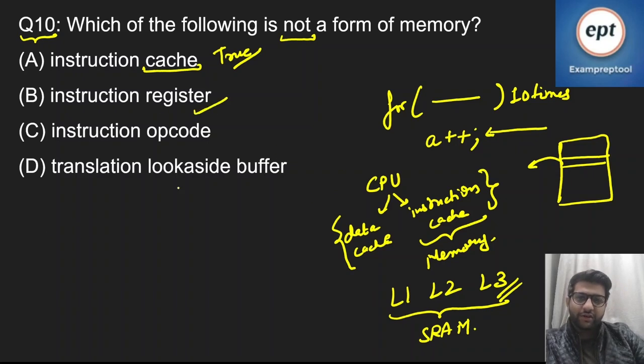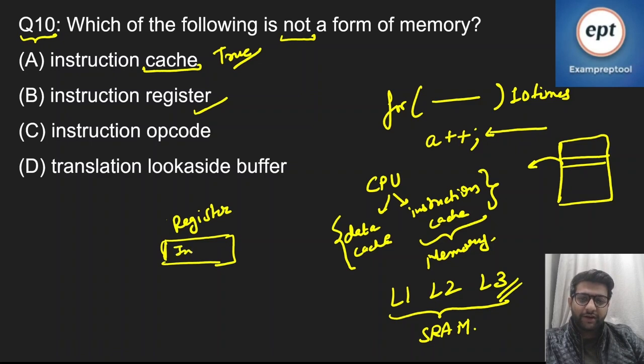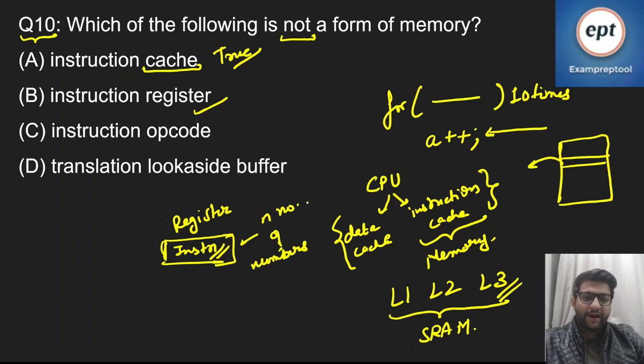What are instruction registers? So these are again hardware on the CPU or on your motherboard, right? Which stores these instructions, right? So your CPU, your hardware can have n number of registers. So every hardware has a different number of registers, and this is also a form of memory. So this is also true. Option C is saying that instruction opcode, right? This is false. Why? Because instruction opcode is not a form of memory.